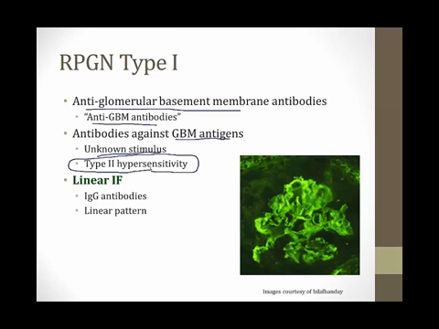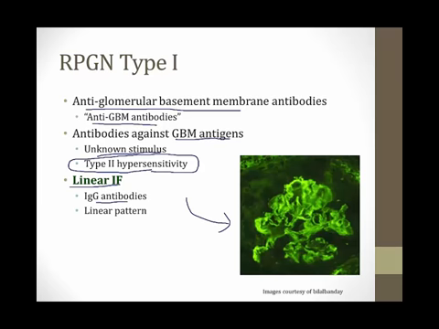When you perform immunofluorescence staining in this type of RPGN, you see a linear pattern, not the granular pattern we described before for immune complexes. When you do immunofluorescence staining for IgG antibodies, it will look like what I've shown on the screen here. This is a linear pattern, very different from that lumpy, bumpy pattern that we saw when there was immune complex deposition.